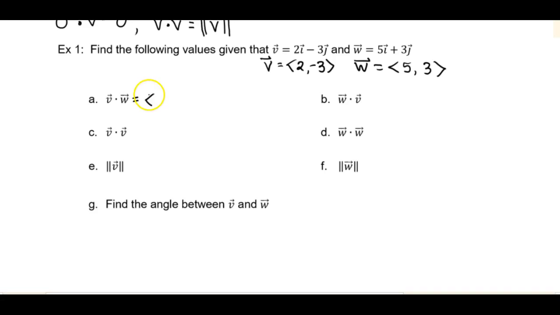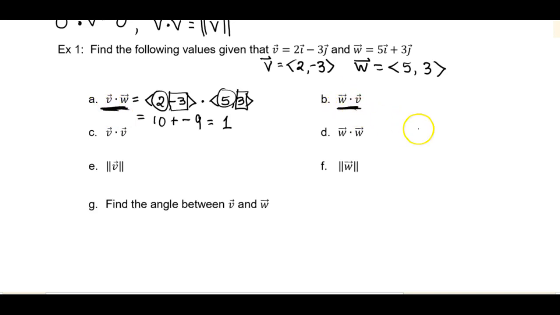So let's go ahead and do vector v dot w. Remember, we're going to get our x components and multiply them, and we're going to add it to the vertical components being multiplied, and find that this answer is actually equal to 1. Now, if you know v dot w, then you know w dot v from the property that we talked about.